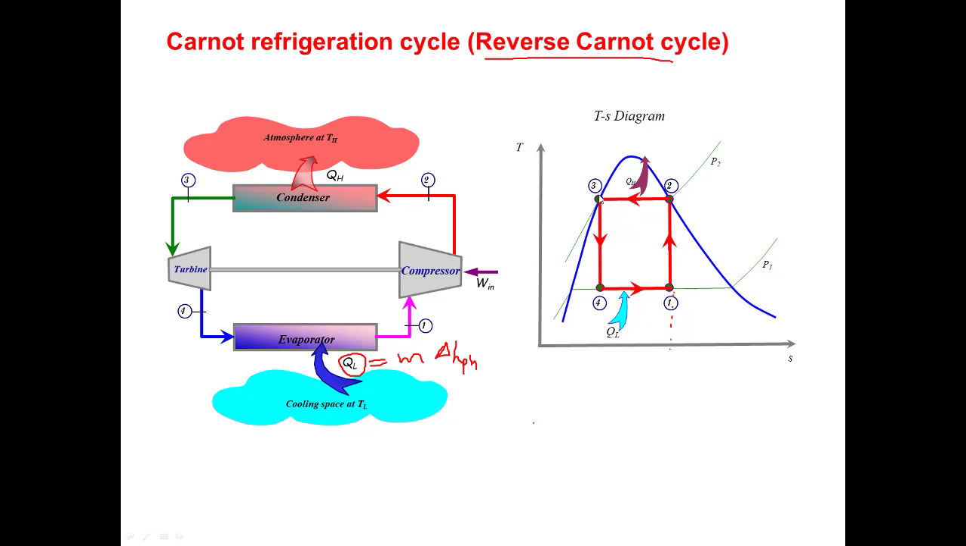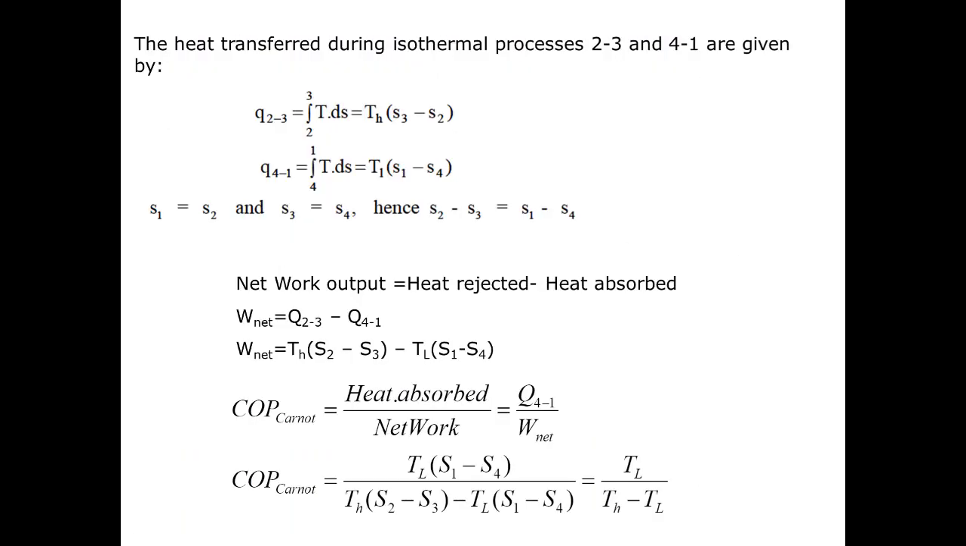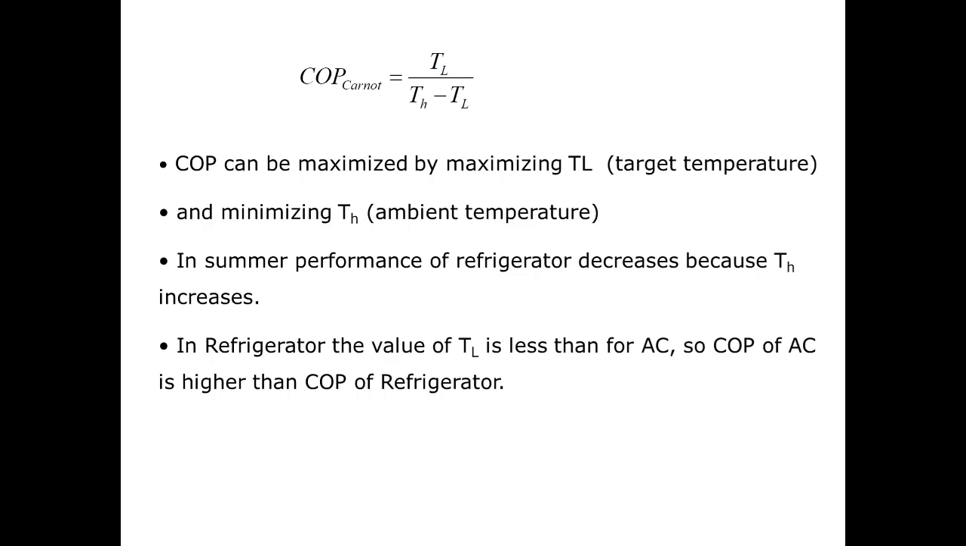Similarly, in case of the expansion in the turbine, you can see the expansion in the turbine takes place in the wet region. So again, we are compromising the life of the turbine. So practically, because of the compression in the compressor and expansion in the turbine in the mixed region, we cannot implement the Carnot cycle for the refrigeration system.